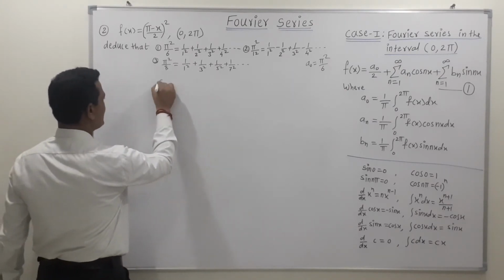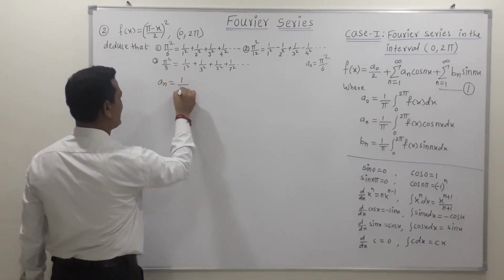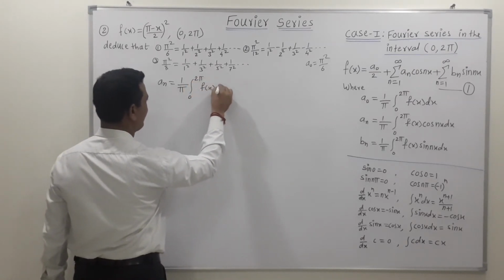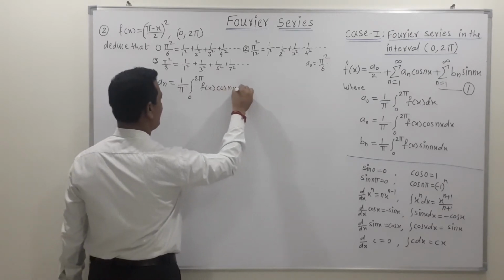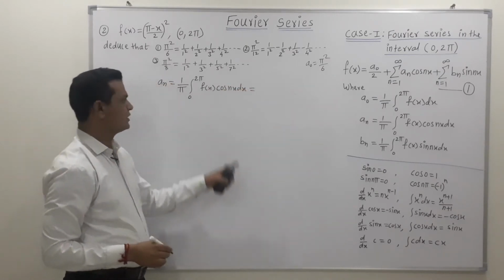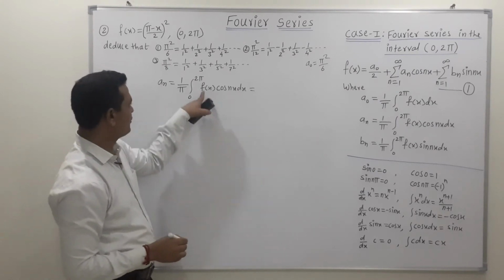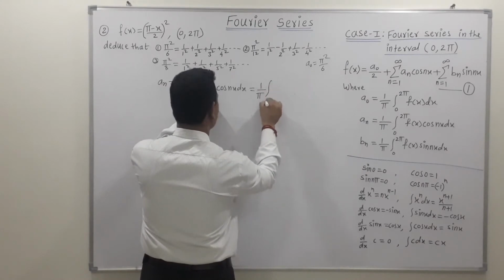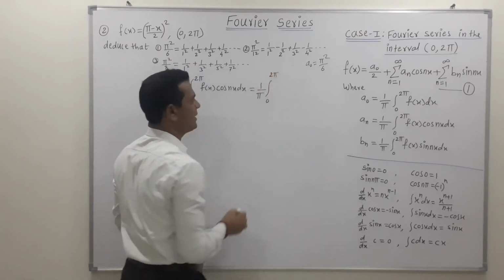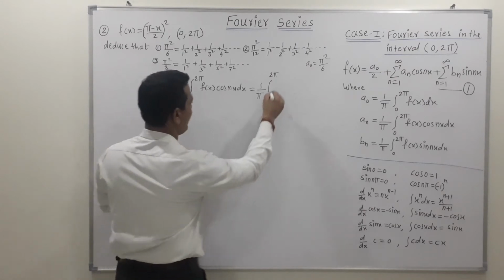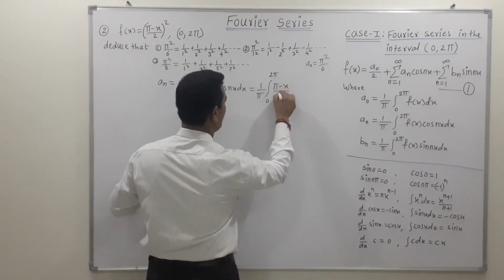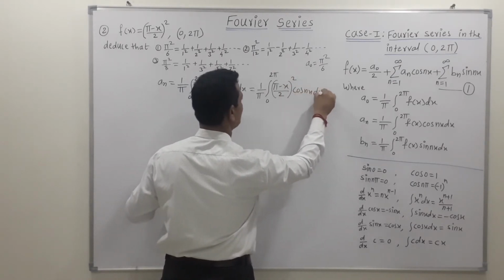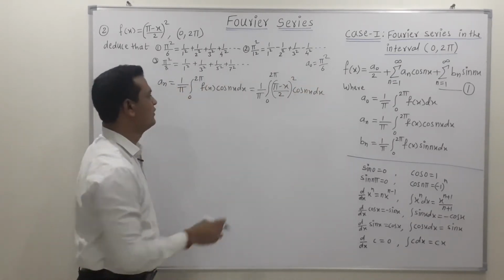So now the next coefficient is a n. The definition of a n is 1 upon pi, integration 0 to 2 pi, f of x, cos of nx dx. So this is the formula for finding the next coefficient. Now put the value of f of x. We get 1 upon pi as it is, integration 0 to 2 pi, then the value of f of x is (pi minus x upon 2) its square into cos of nx dx.